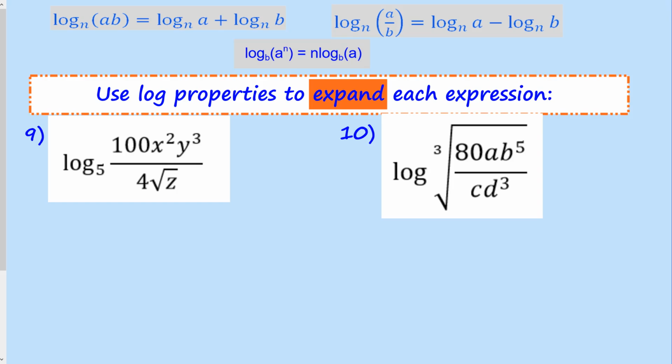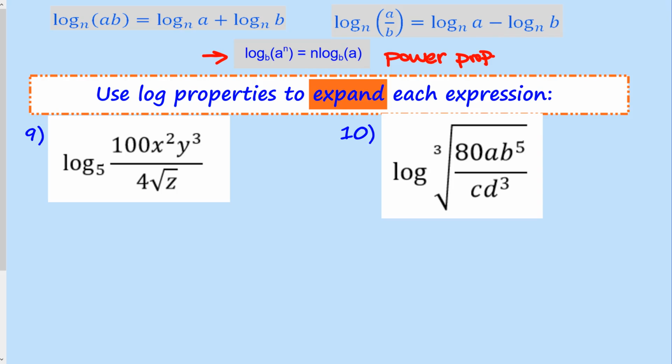So what I want to do now is incorporate that third property, that power property, in with the other 2 properties to simplify some more complicated expressions. So these first 2 here, we're going to expand. Okay, so number 9, we have the log of a quotient. So now we're going to start with the quotient property and break it into a log minus a log.